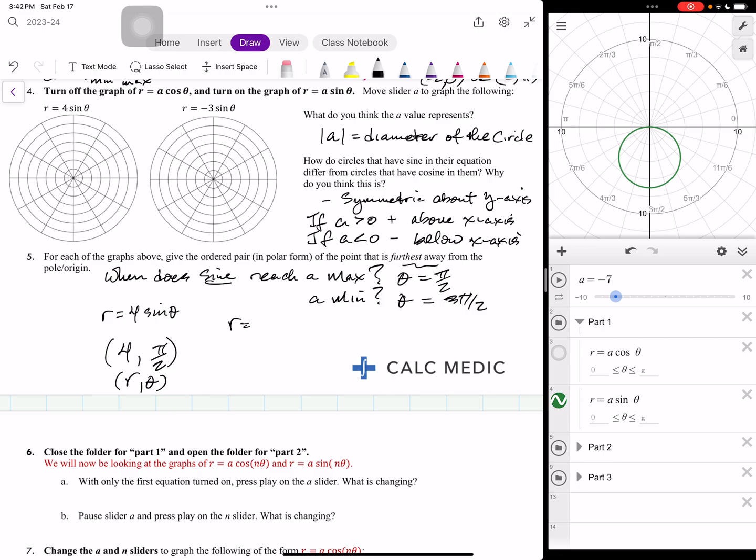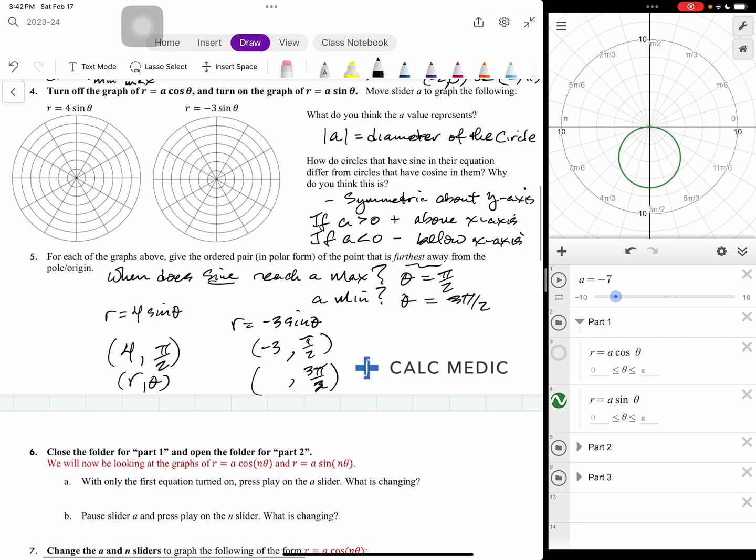All right, for the other function, r is equal to -3 sine theta, if you want to substitute in pi halves, let's go for it here. We're going to get sine of pi halves is 1 times -3 is -3. Or if we substitute in 3 pi halves, sine of 3 pi halves is -1 times -3 gives you +3. So there's 2 points for that one.